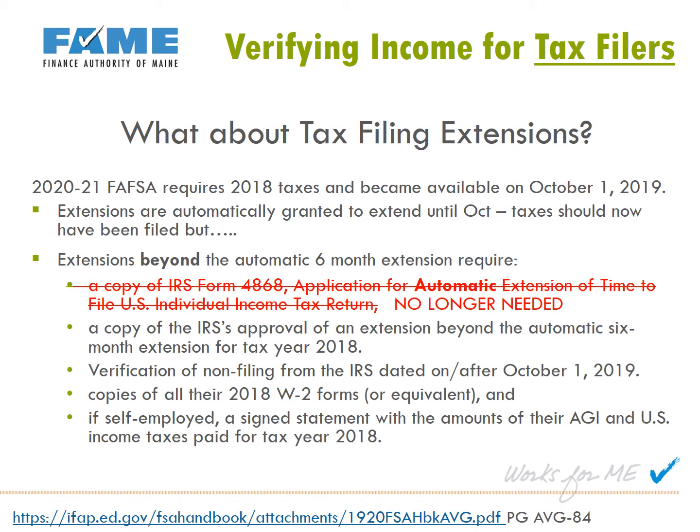We need to get copies of the W-2s or their equivalent. And if they're self-employed, we need a signed statement with the amounts of their adjusted gross income and income taxes paid. Once we collect all that, it really just paints a picture of what their taxes are going to look like. The financial aid office can use that to make sure their FAFSA is accurate.